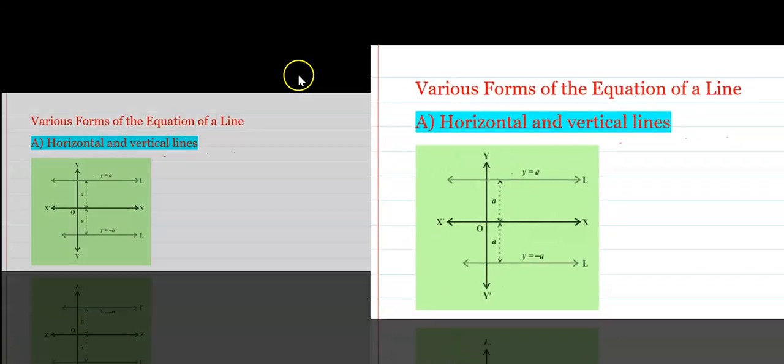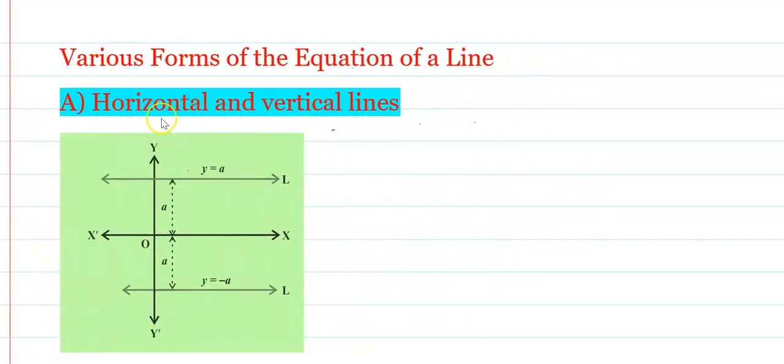Various forms of the equation of a line. Horizontal and vertical lines. See this, the x-axis and the y-axis. Here the first line is parallel to the x-axis at a distance a, and therefore its equation is y equals a. And the second line is again parallel to the x-axis, below the x-axis at a distance a, but its equation is y equals minus a.